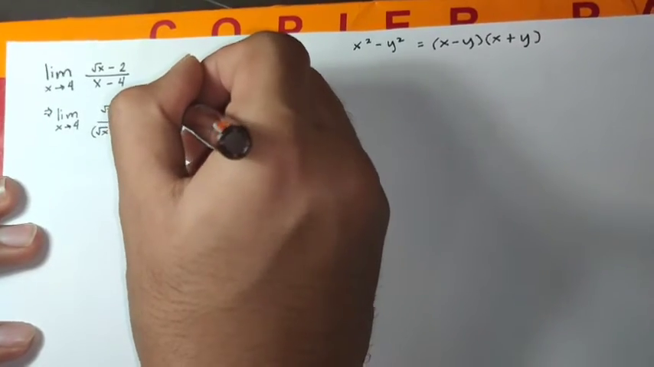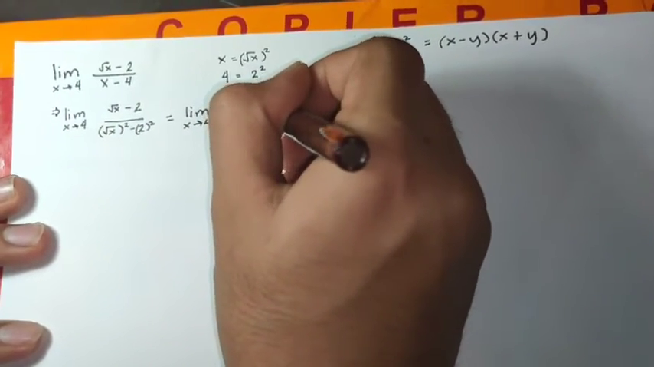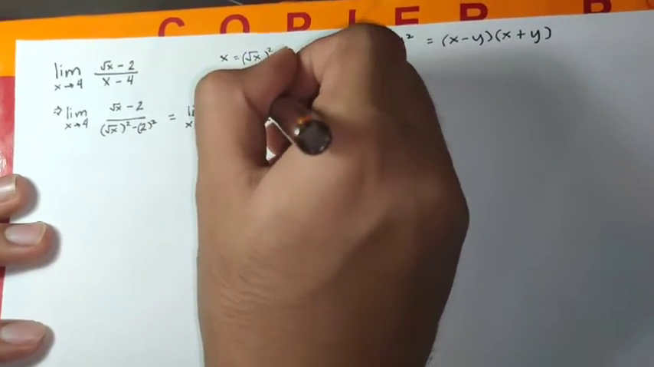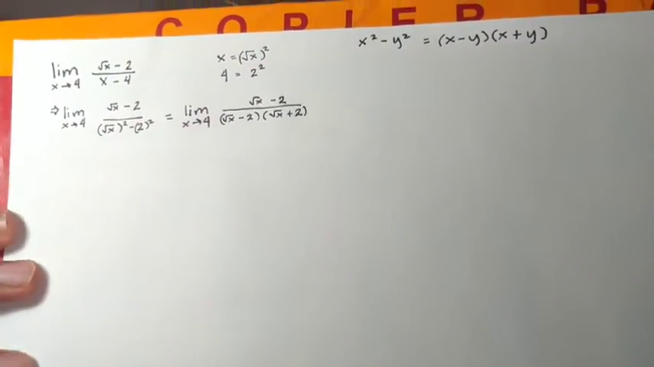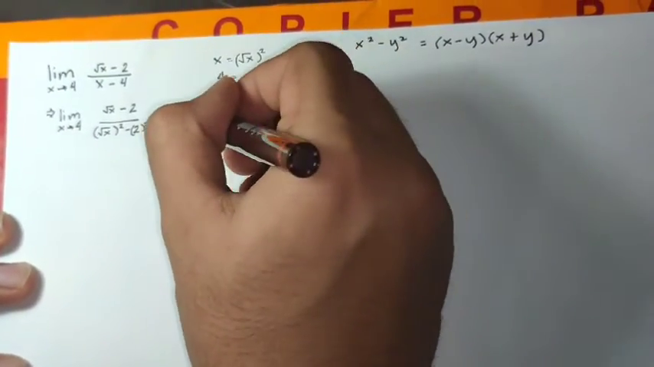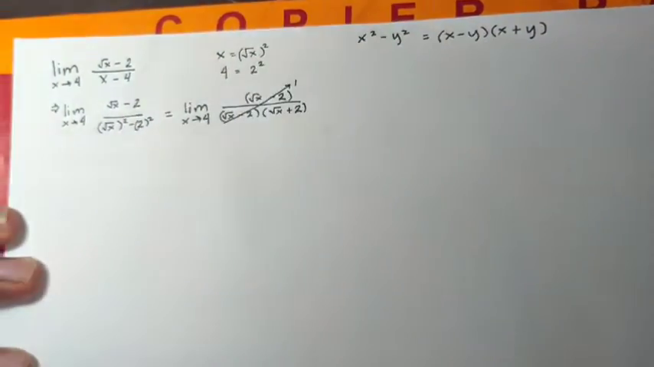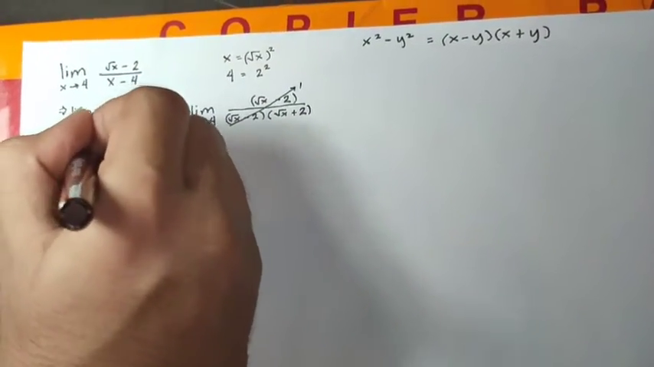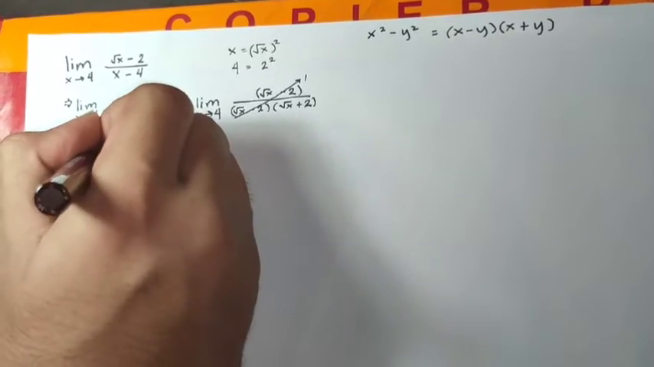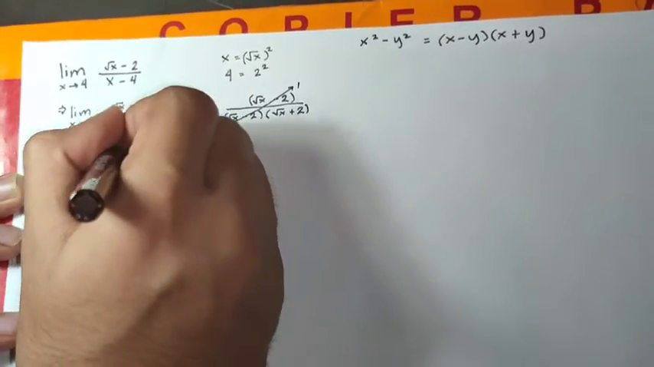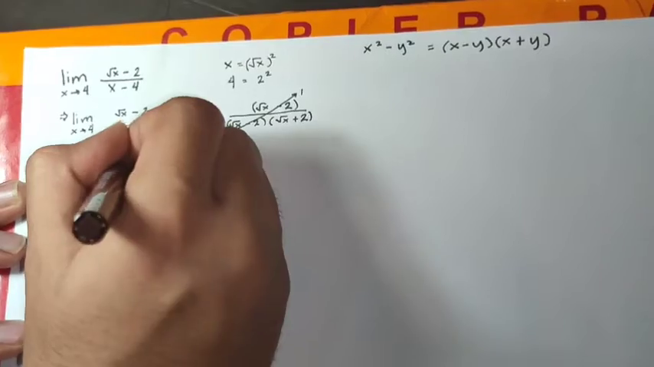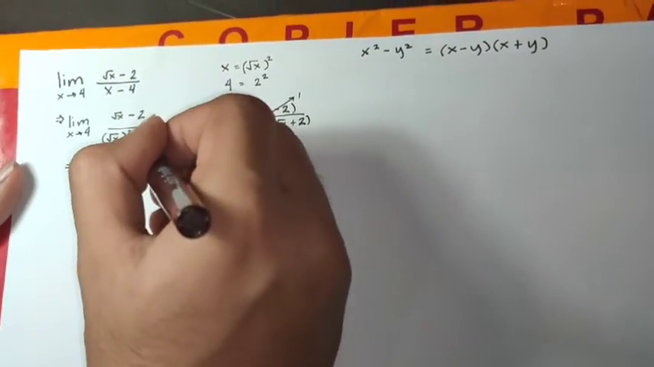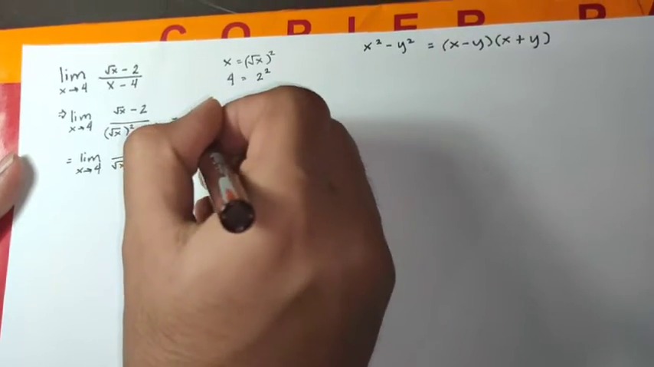And now we can express this in the form square root of x minus 2 all over the quantity of square root of x minus 2 times the quantity of square root of x plus 2. By simplifying this, the square root of x minus 2 over the square root of x minus 2 will be cancelled, as it will only result in 1. And then this will have the limit of 1 over the remaining square root of x plus 2 as x approaches 4.